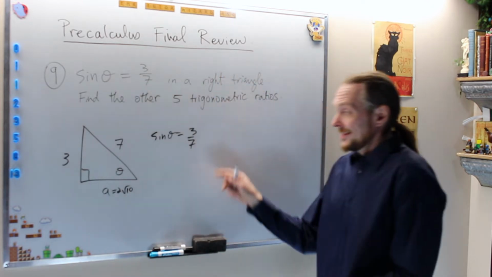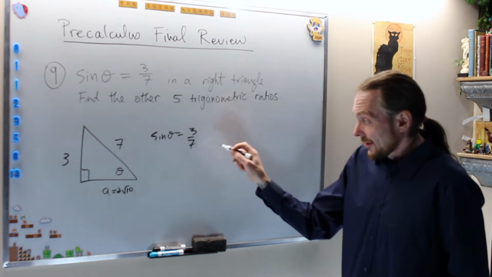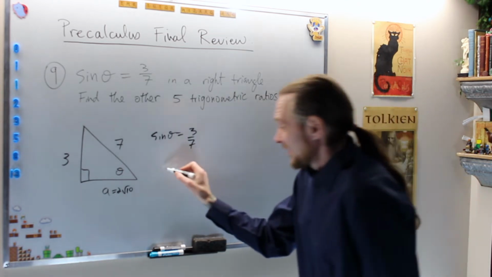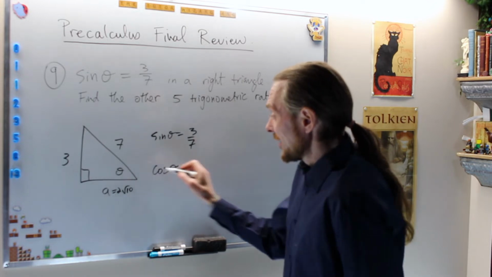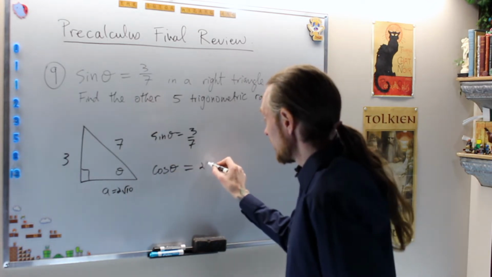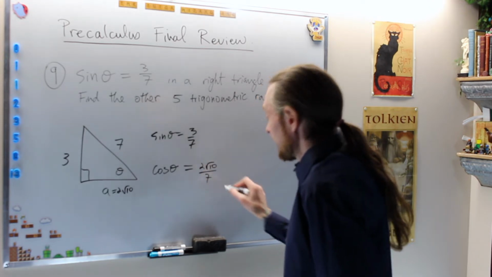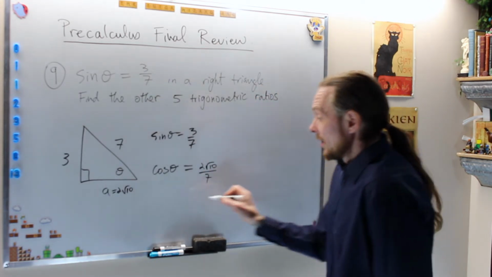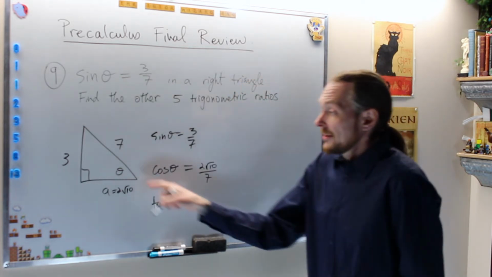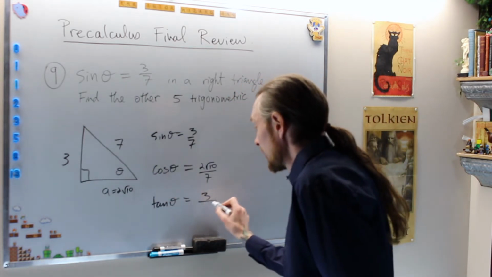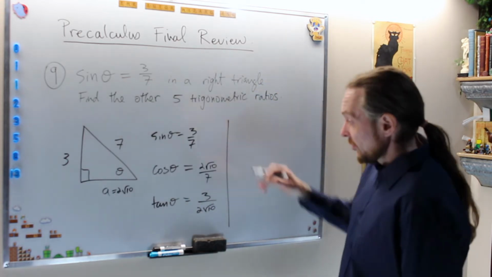It already gave us sine of theta is 3/7. This means we can find the other ones. Cos theta is going to be adjacent over hypotenuse, which is 2√10/7. Tangent is opposite over adjacent, so that will be 3/2√10.